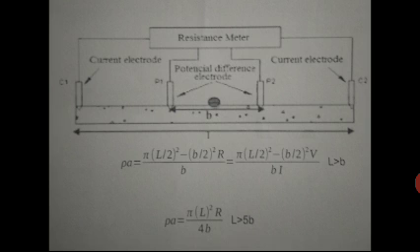In this arrangement, the potential electrodes are kept at constant separation for a set of readings while only the current electrodes are moved. The potential electrodes are moved for another set of readings for another set of current electrode expansion. In both systems, Wenner as well as Schlumberger configuration, all four electrodes are kept in a straight line.